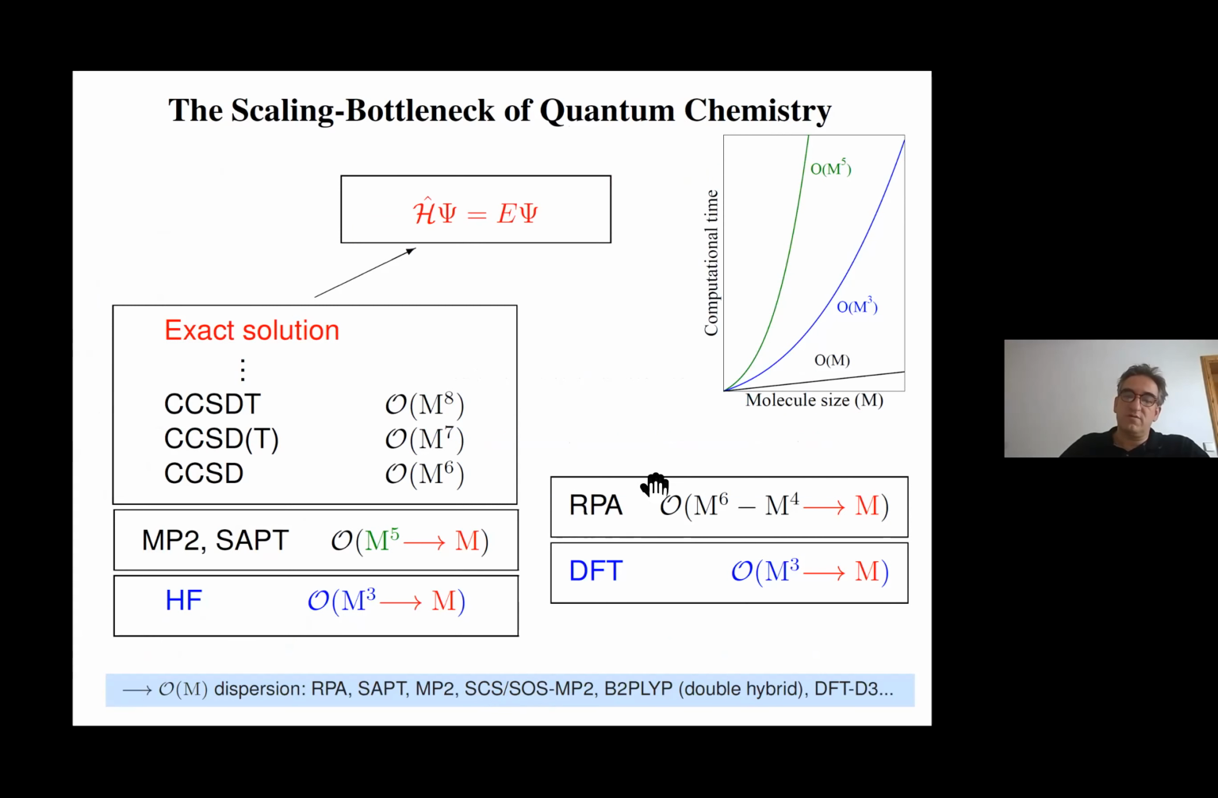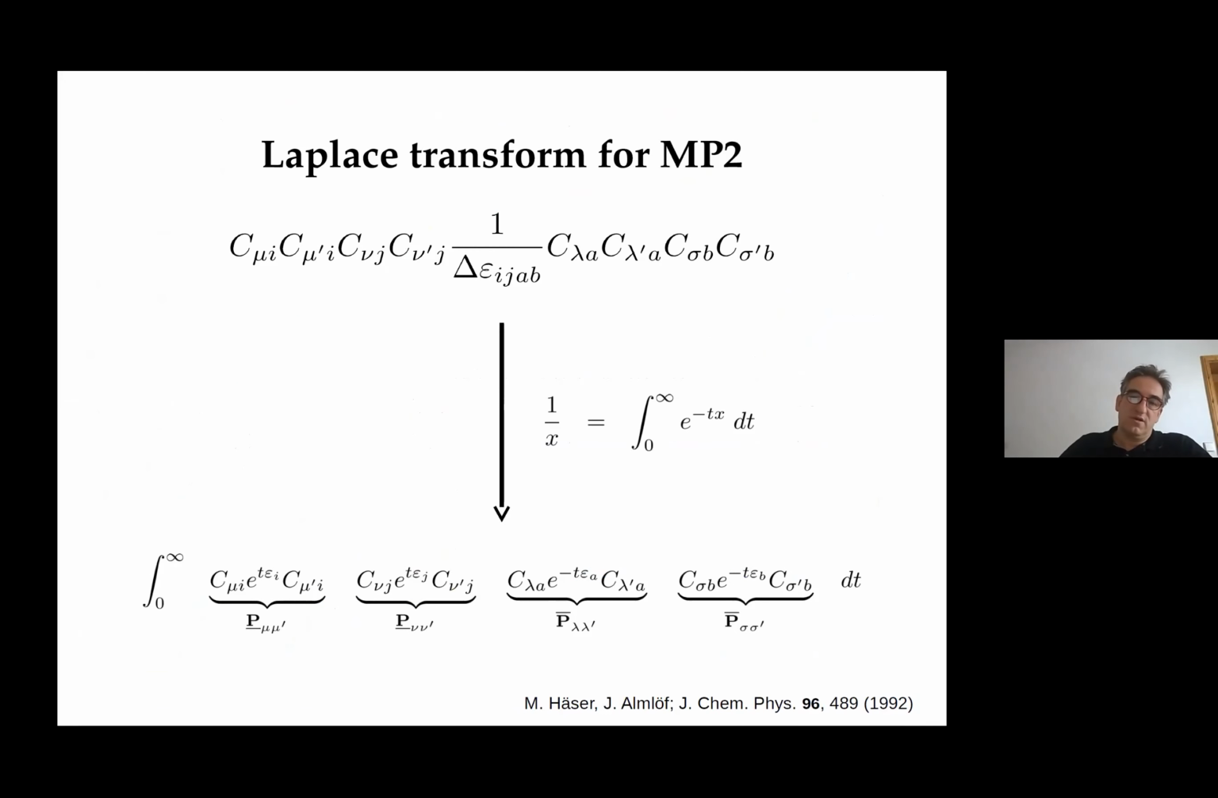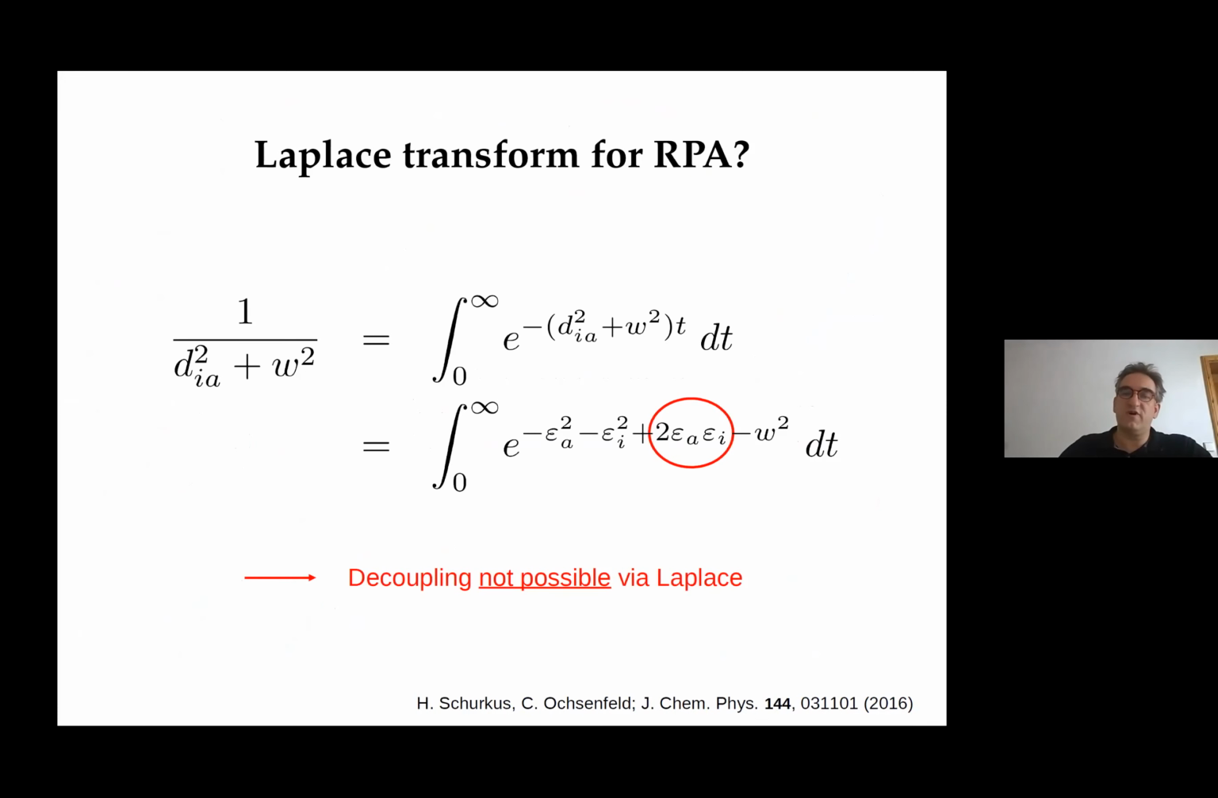What about the random phase approximation? Can we use the tricks which we are using for MP2 theory? Well, again, this is the Laplace transform for MP2. If we do the same for RPA, without going into details of the equations, then we see that there is a coupling between the orbital energy of the virtual space and the occupied space. So there is no decoupling by the Laplace transformation.